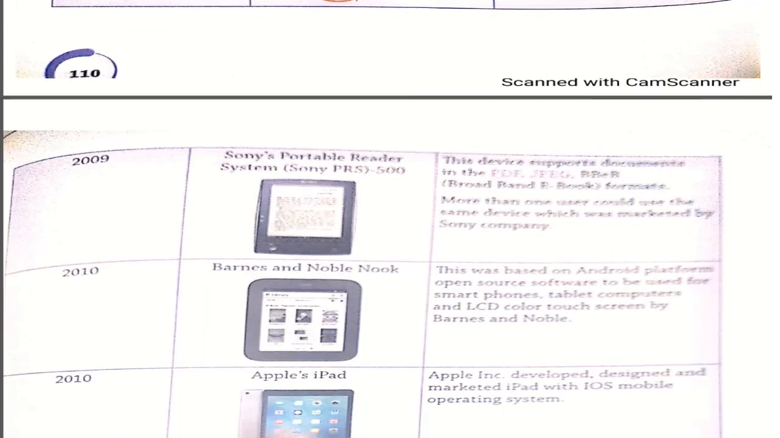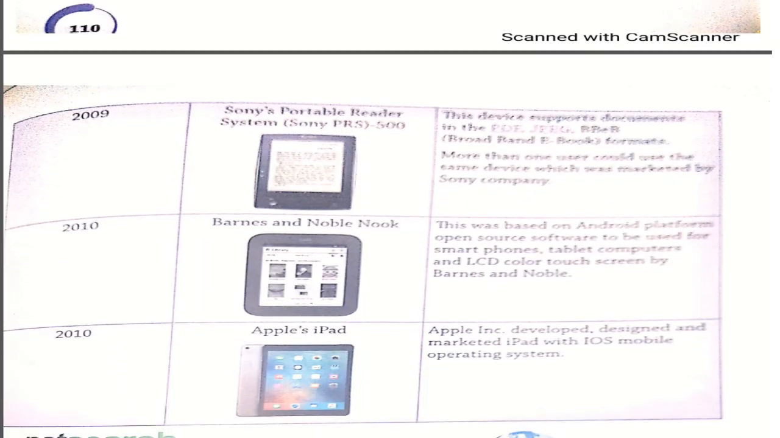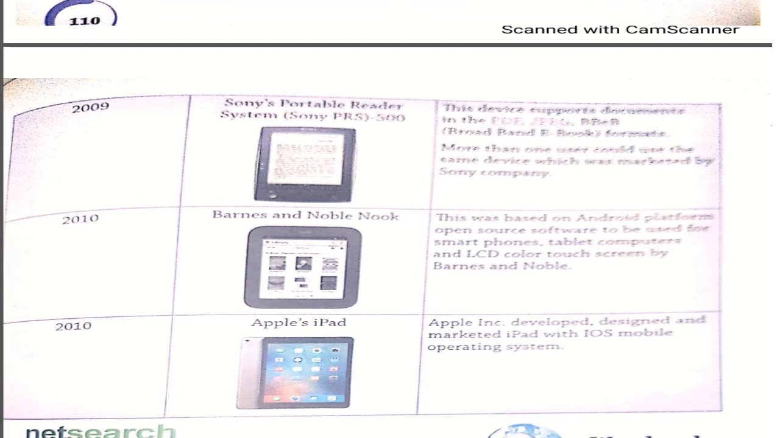Next is 2009, Sony's Portable Reader System was developed. This device supports documents in PDF, JPG, or BBeB book formats. More than one user could use the same device, which was marketed by the Sony company. In 2010 the Barnes and Noble Nook was developed. This was based on the Android platform, open source software to be used for smartphones, tablet computers, with an LCD color touchscreen by Barnes and Noble. And in 2010 Apple's iPad was developed.